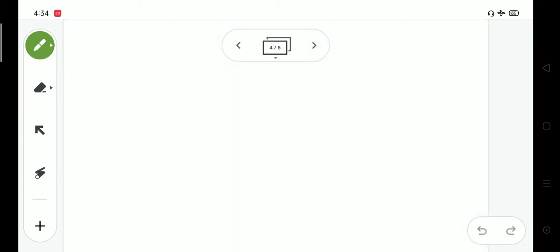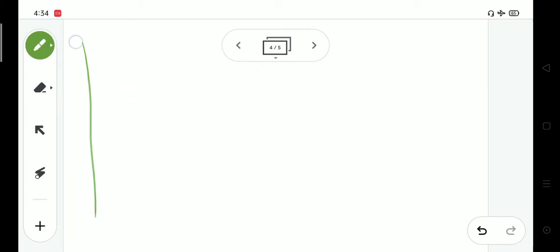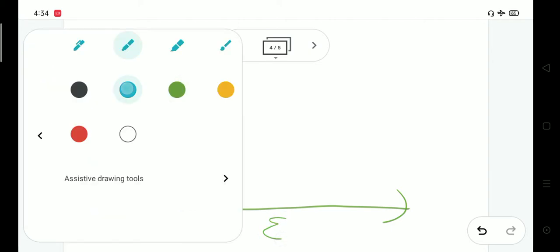Next, for understanding ductility we may draw two graphs. One is stress, denoted by sigma, and one is strain, denoted by epsilon. So the graph comes in this manner.